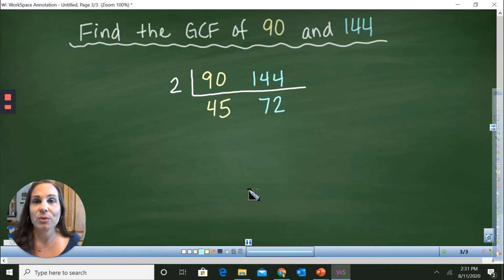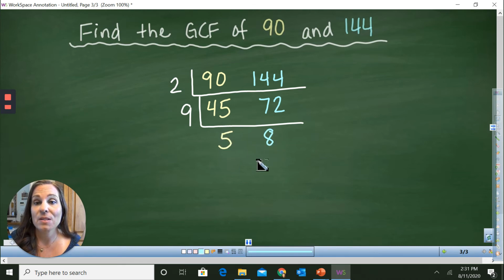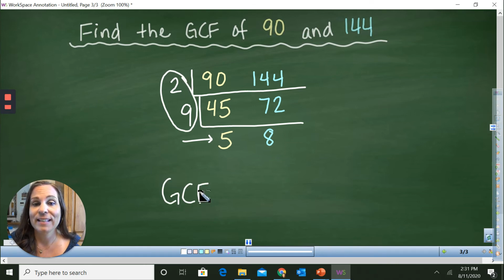45 and 72. What number goes into 45 and 72? Well, these are both multiples of 9. So I could divide them by 9, right? 9 into 45 goes 5 times. 9 into 72 goes 8 times. 5 and 8 have no common factors. So my GCF is 18. 2 times 9.